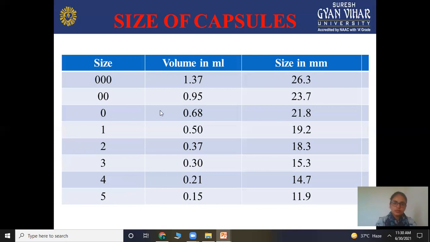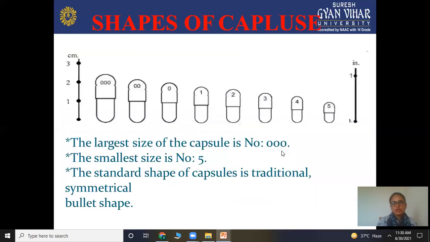So this is the size of the capsule according to their volume or according to their size. It's usually in 8 types, and according to size, there are different capacities and different sizes in mm. So this is regarding the size of the hard gelatin capsule. Next is the shape of capsule. According to types or size, these are the shapes.